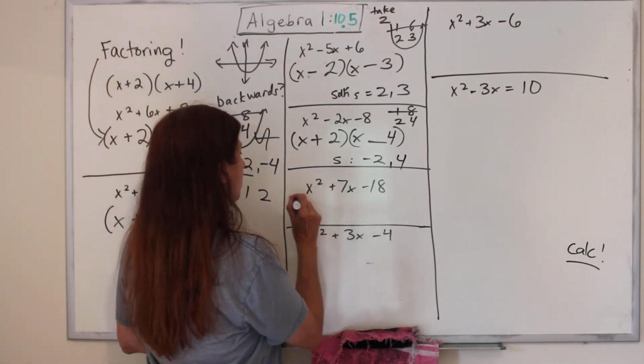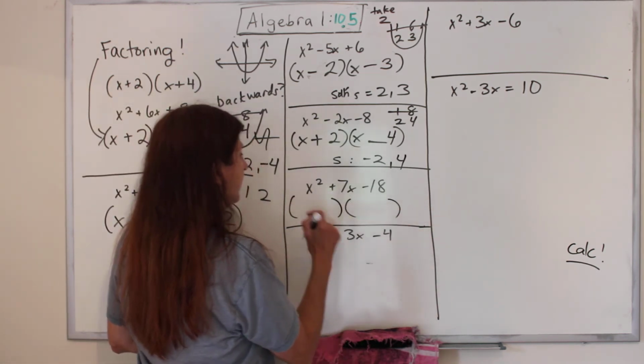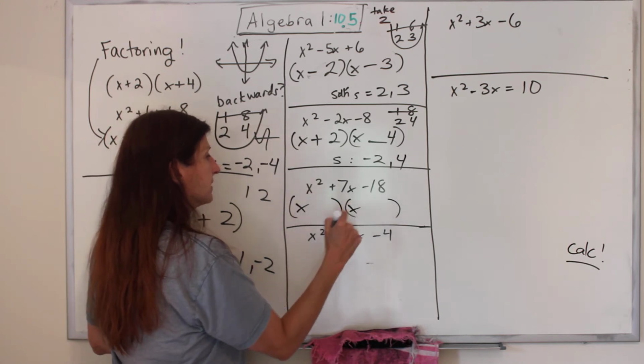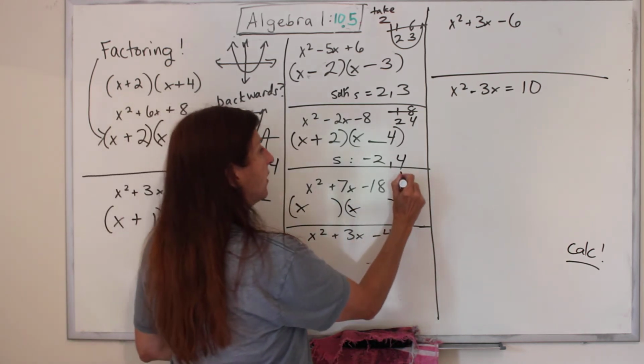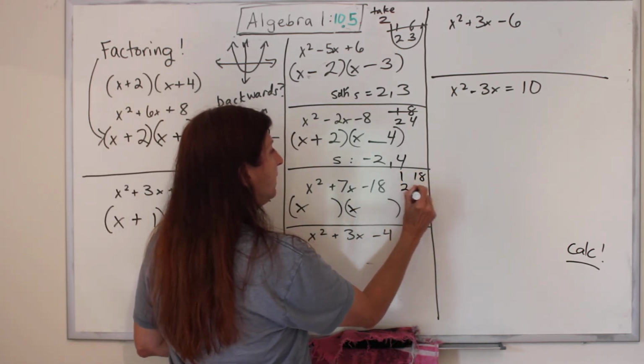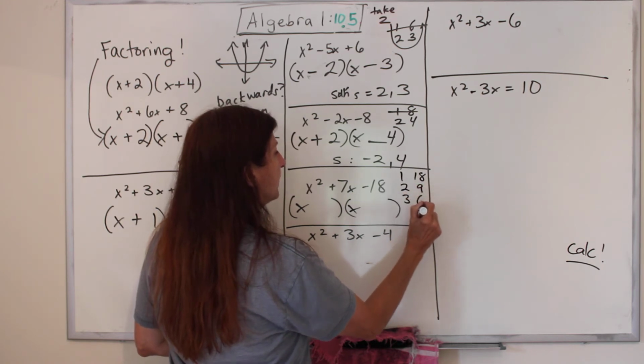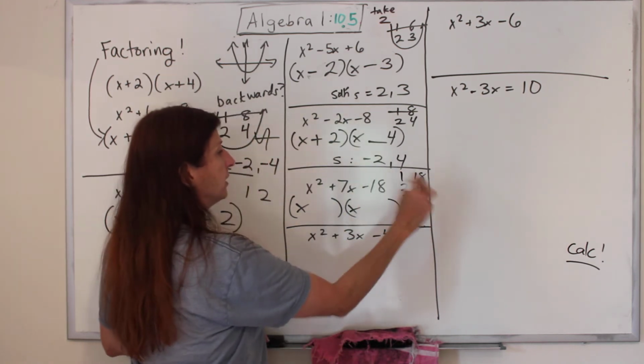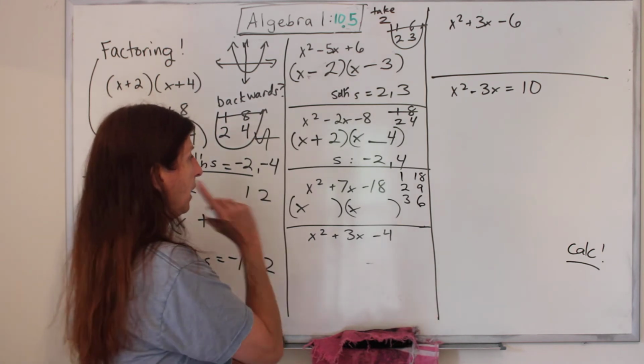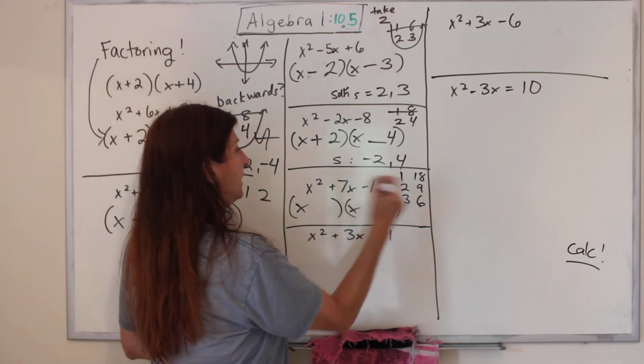Let's do this one. Okay? Step 1, draw your parentheses. Step 2, put your x's. Step 3, factors of 18. 1 and 18, 2 and 9, 3 and 6. 5 doesn't go into it. We're done.